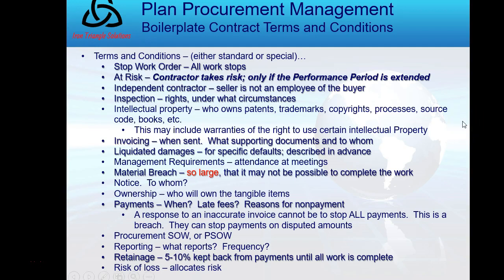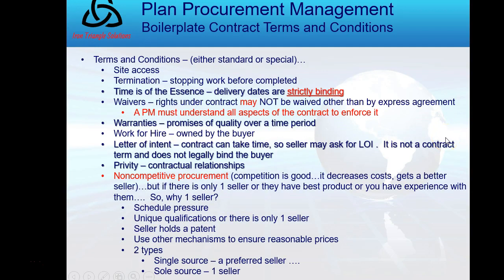Retainage. I never heard of that term. It means that even though I'm paying you for the work you've done, I will retain as the buyer 5 to 10%, whatever's in the contract, of the payments until all the work is completed. Had no idea. Here's my favorite. Time is of the essence, meaning delivery dates are strictly binding. I would say to my procurement manager, if this work package had activities on the critical path of my schedule, I would mandate a time is of the essence clause, because legally I just bound them to delivery. That's going to cost me more, probably, but there it is.